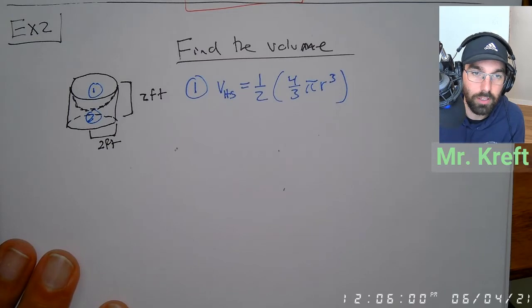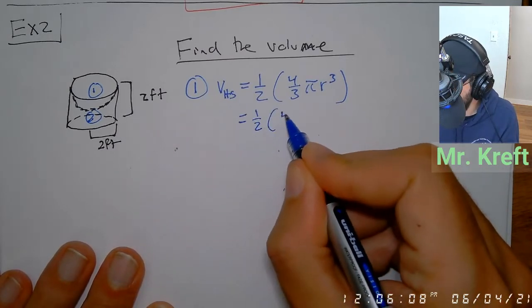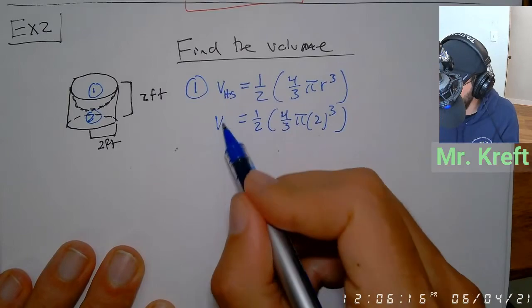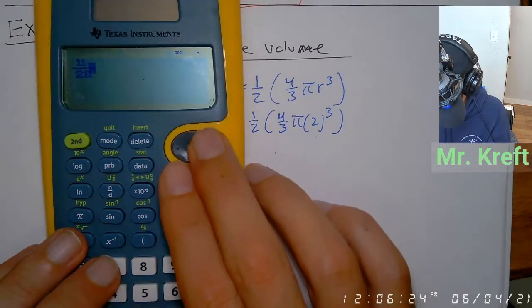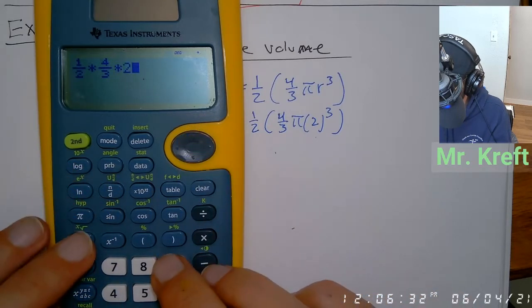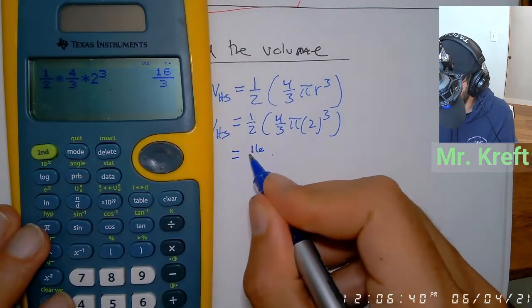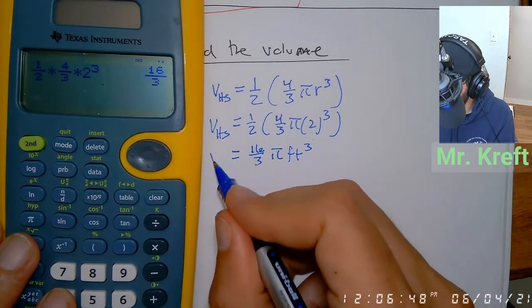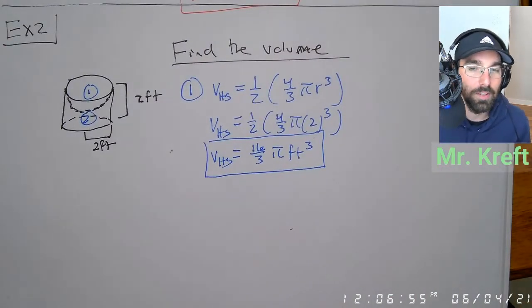Okay, so let me turn this off. That's distracting. Then we just got to figure out what the radius is. Well, it looks like the radius is 2, so I'm going to have 1/2 times 4/3 pi times 2 cubed. Now I can do this without the pi in it to get my exact answer. So I'm going to have 1/2 times 4/3 times 2 to the 3rd power. Okay, and I get 16/3. So this is going to be 16/3 pi. What are my units? Feet cubed. Okay, doesn't look pretty, but that is my exact answer for the hemisphere.